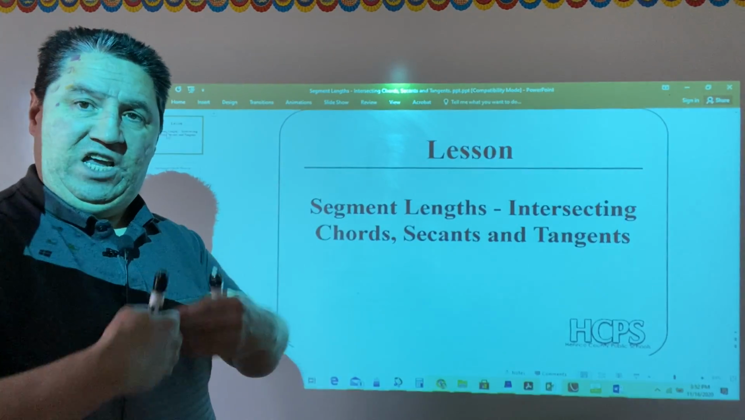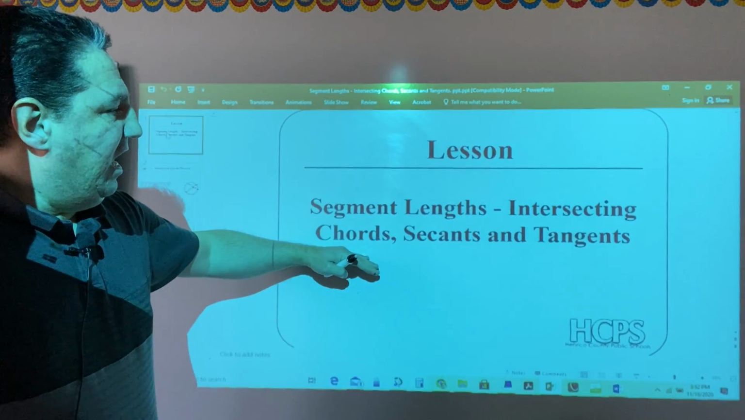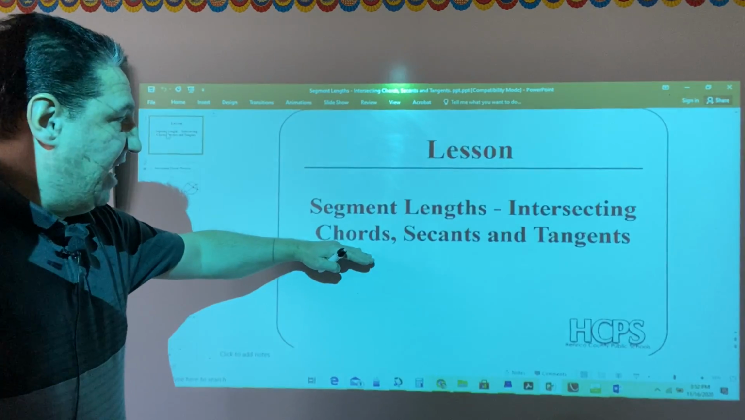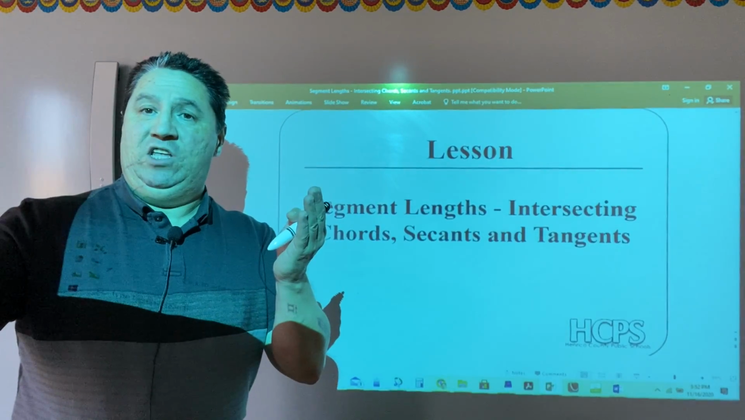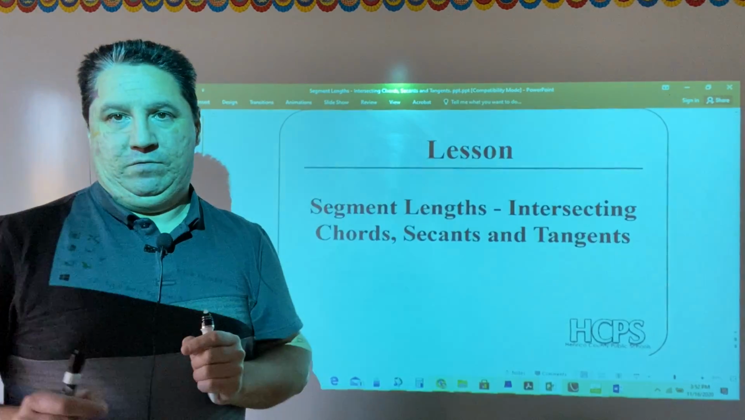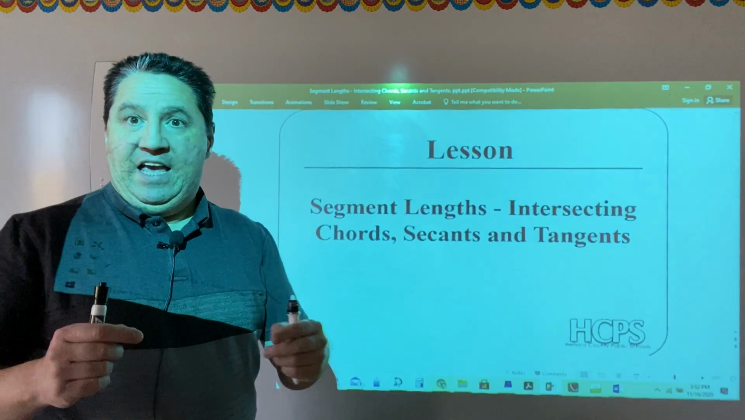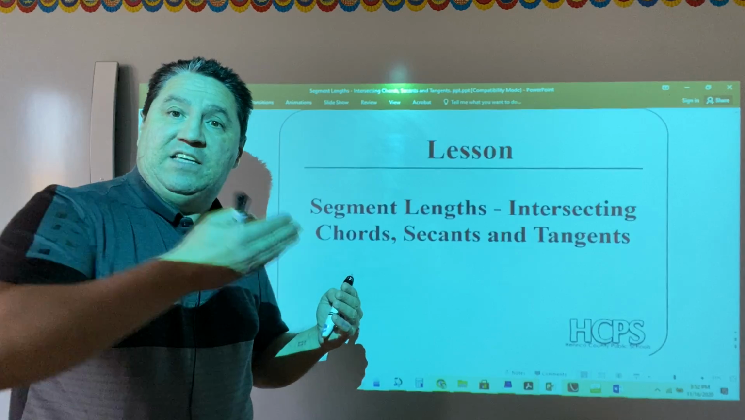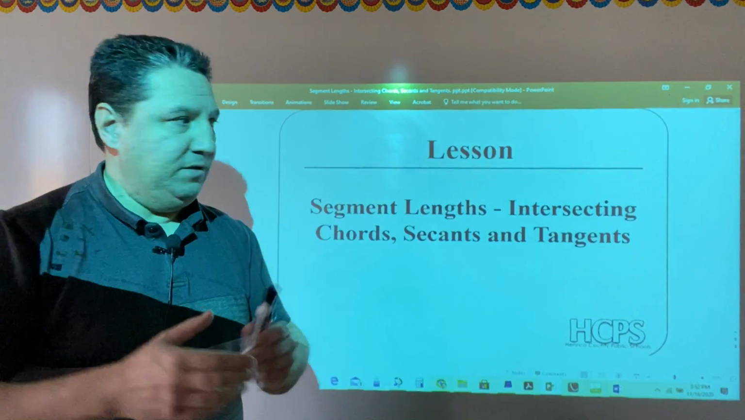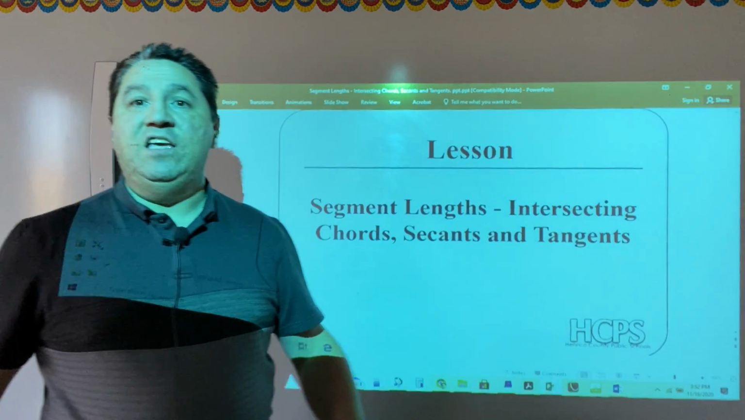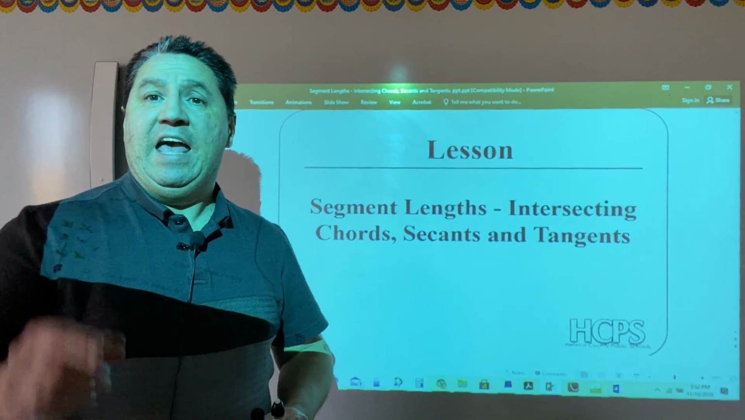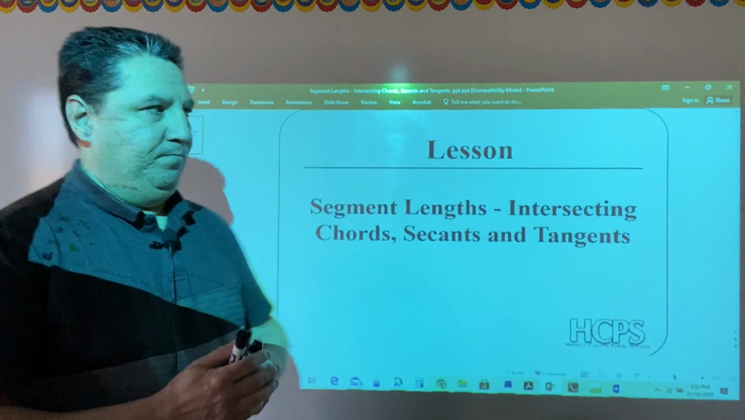But before getting into our lesson, let's recall a few things about chord, secant, and tangent. As we know, a chord is a segment whose endpoints are exactly on the circle. A secant is a line that intersects a circle in exactly 2 different points. And a tangent is, again, a line that intersects the circle in exactly 1 point.